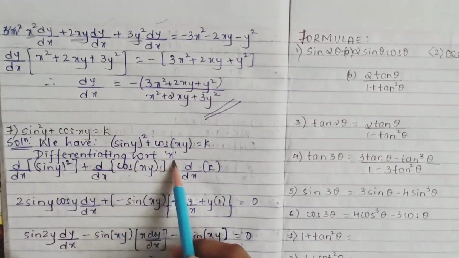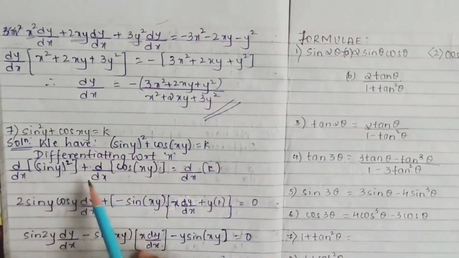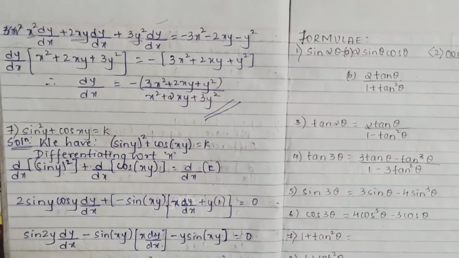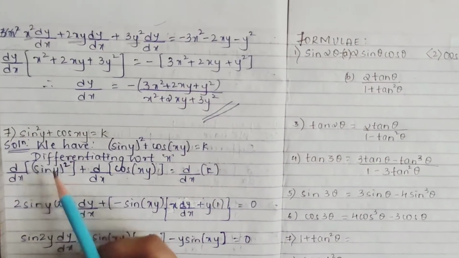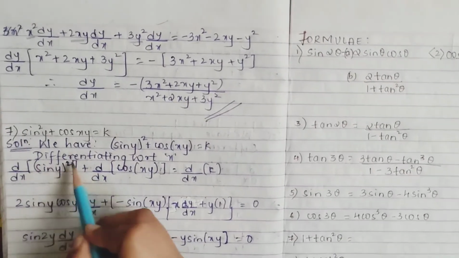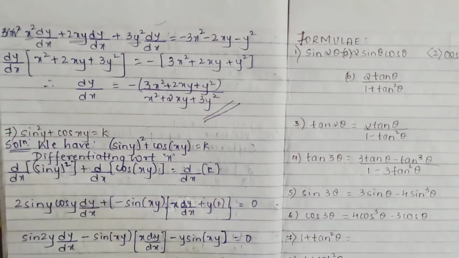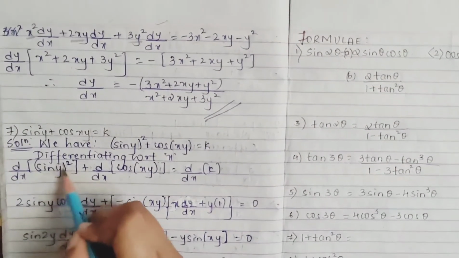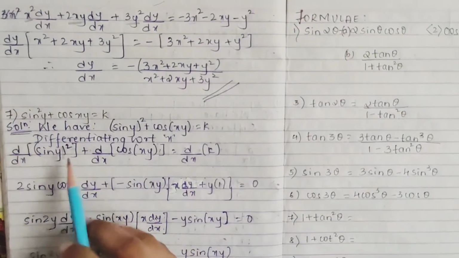So differentiating with respect to x: d by dx of (sine y) the whole square plus d by dx of cos xy is equal to d by dx of k. So we'll see the differentiation. Here you see it is sine y the whole square, which means you have 3 parts, right? Chain rule, as I've said: you have the square, then sine, and then in the interior you have y. So you have your 3 parts.